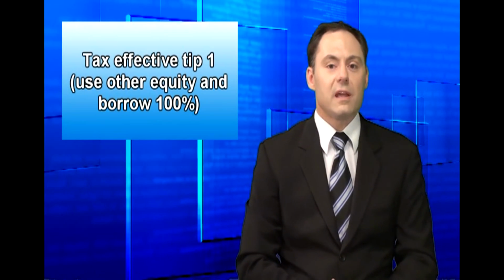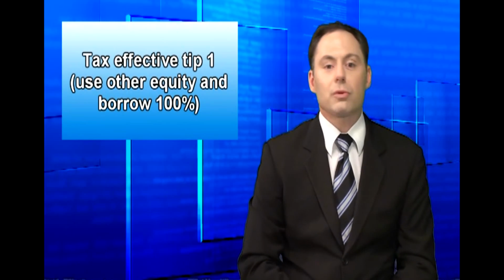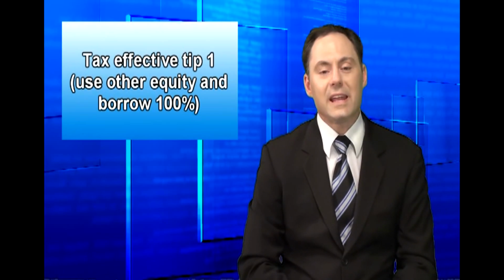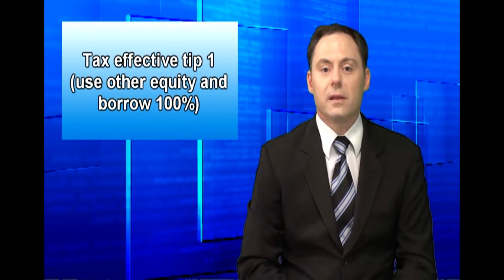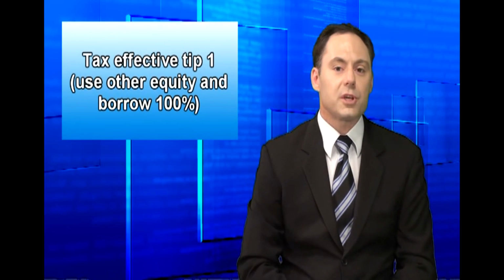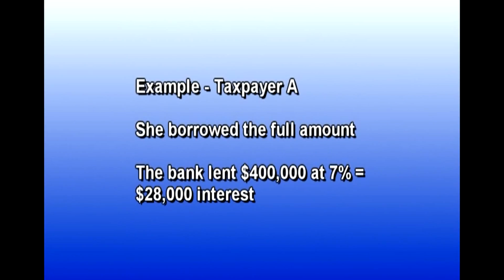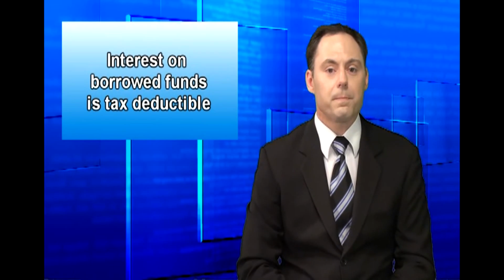A word of caution here though, the amount borrowed must relate to the property and can't be for any other purposes. Because taxpayer A has another property, she used the other property as security, and as a result, the bank lent her 100% of the value of this rental property. The bank lent taxpayer A $400,000 at 7%, which equals $28,000 in interest. Note how we only claim the interest component and we're not interested with her repayments.